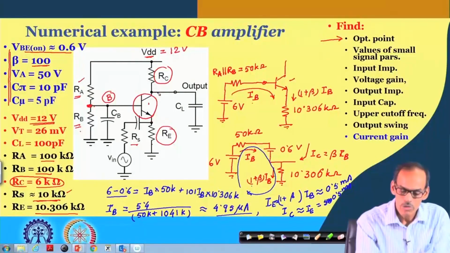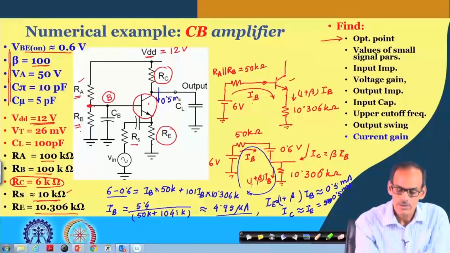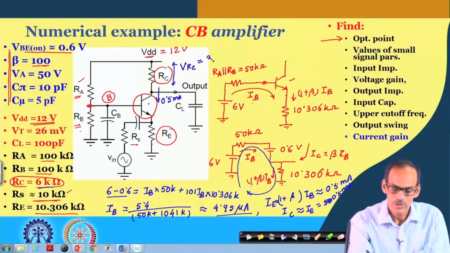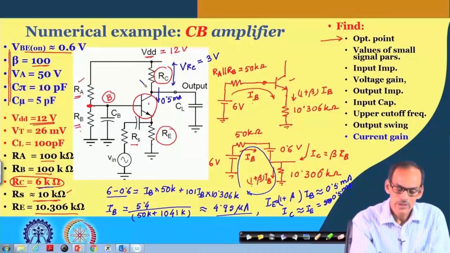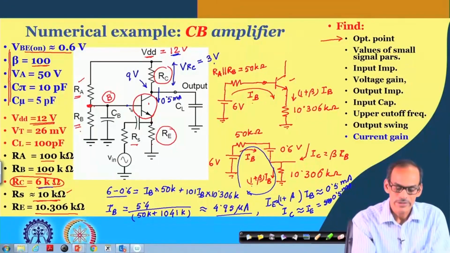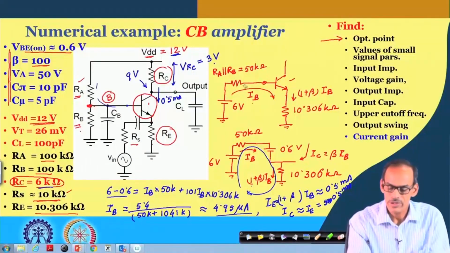So, we have 0.5 milliampere current flowing here. The drop across this RC, which is 6 kilo ohm, times 0.5 milliampere, gives us a voltage drop V_RC of 3 volt. Then the collector voltage is 12 minus 3 volt. So that is 9 volt. And for the voltage coming at the base, of course, there will be base current flowing here.